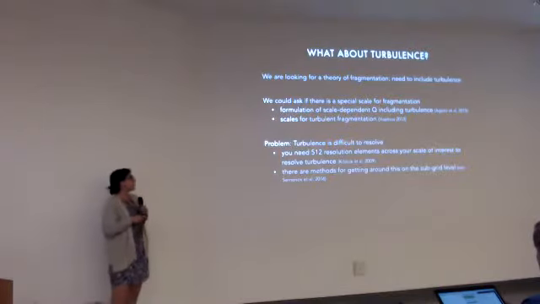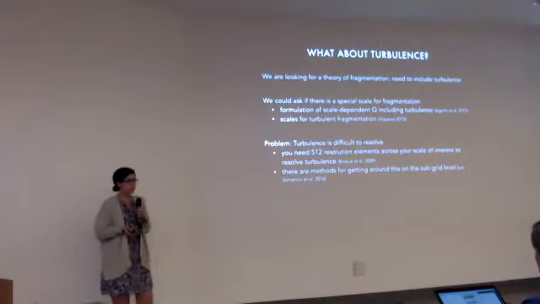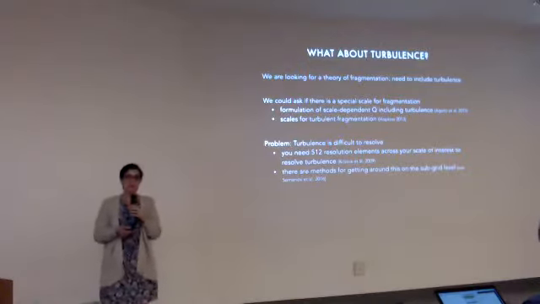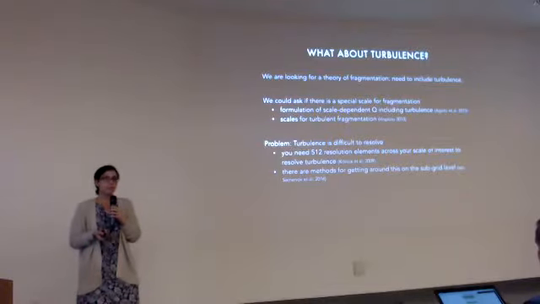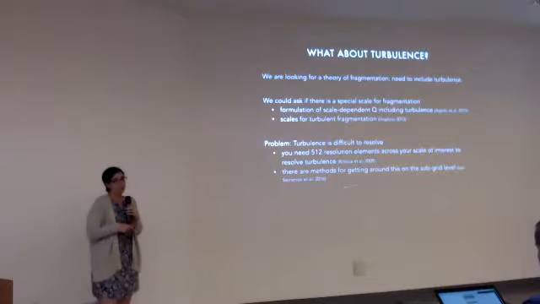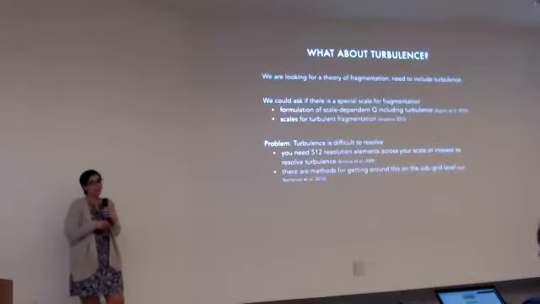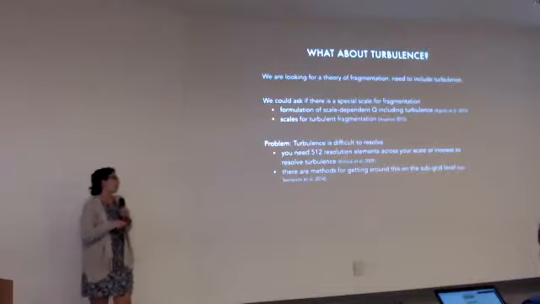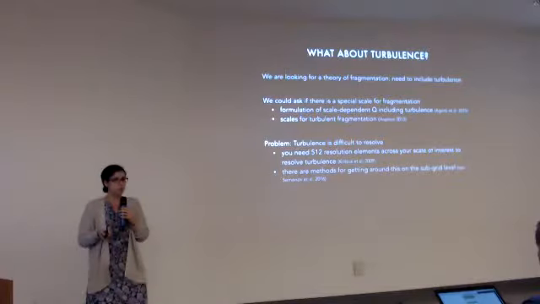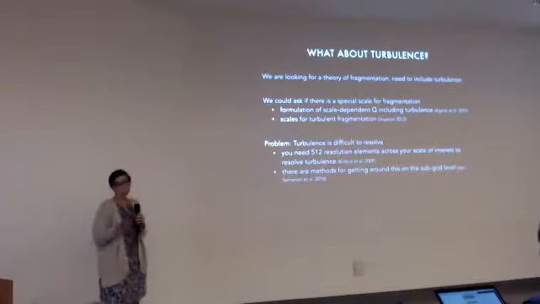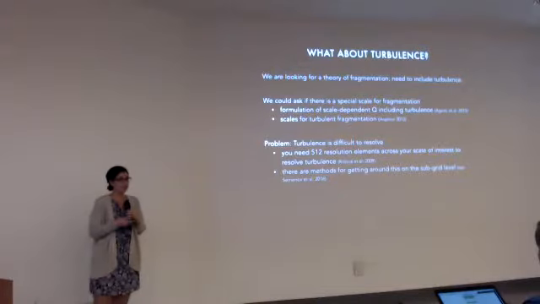The tricky thing about turbulence is that it's difficult to resolve. So Alexei Kritsuk tells us that we need 512 resolution elements across our scale of interest to resolve generation of turbulence in a simulation. And that's a lot. Granted, this is very conservative, but this is really difficult. We know there are methods for getting around this. Vadim has told us about this. But I'm going to do something even simpler to try and get around this.